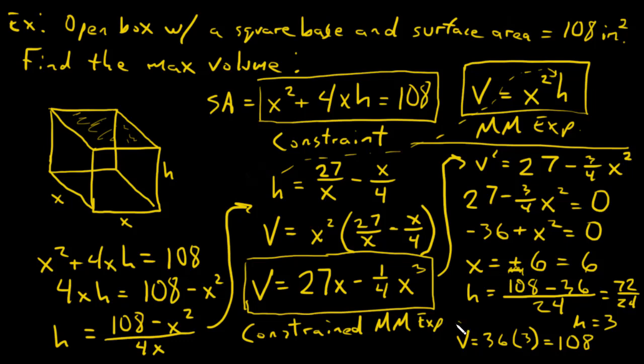So that is my maximum volume with 108 square inches of surface area of cardboard or whatever. I can make a box that contains 108 cubic inches. Pretty cool. That's it. And tell me how you would figure that out any other way. You can't. It's not going to happen. That's what makes these optimization problems so awesome.